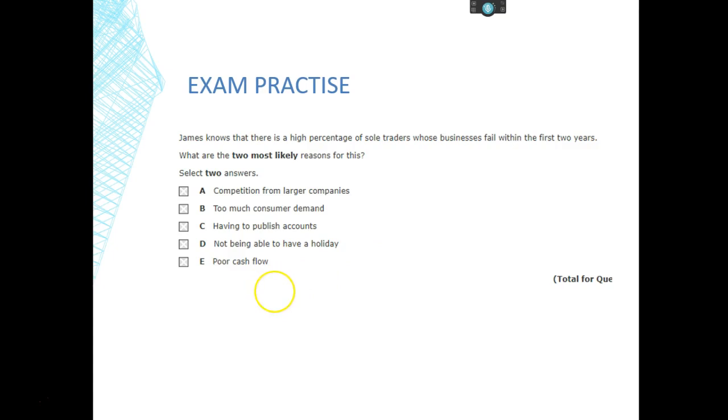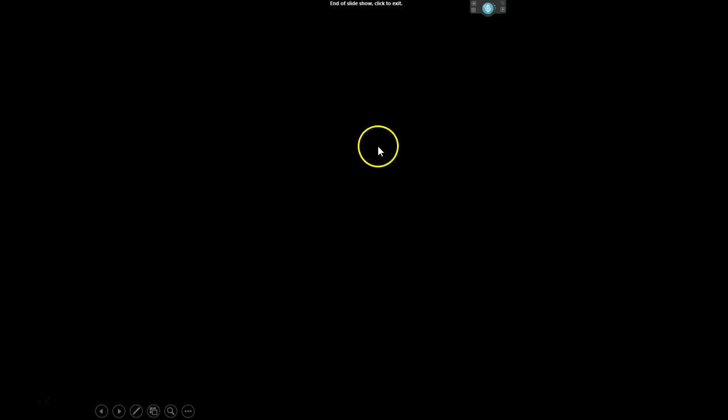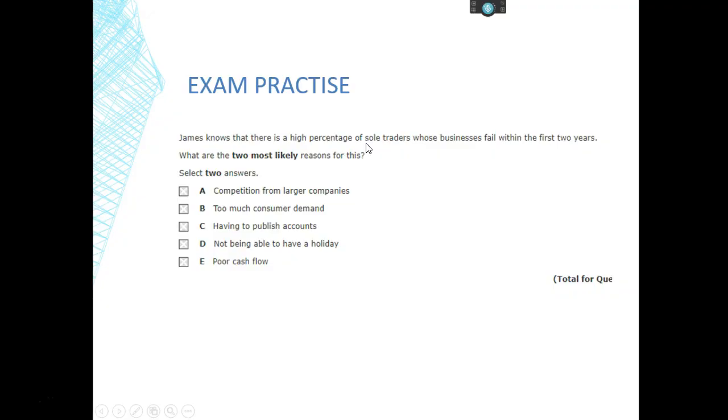And if you've got poor cash flow, alright, inflows, outflows, have I got less money coming in than going out? Right, okay, yeah, that could definitely cause my business to fail, I think. So I've got to put a little question mark there. So now I'm thinking it could be A, it could be C, it could be E. But the question is, most likely. So I go back to the question again. High percentage of sole traders whose businesses fail within the first 2 years.